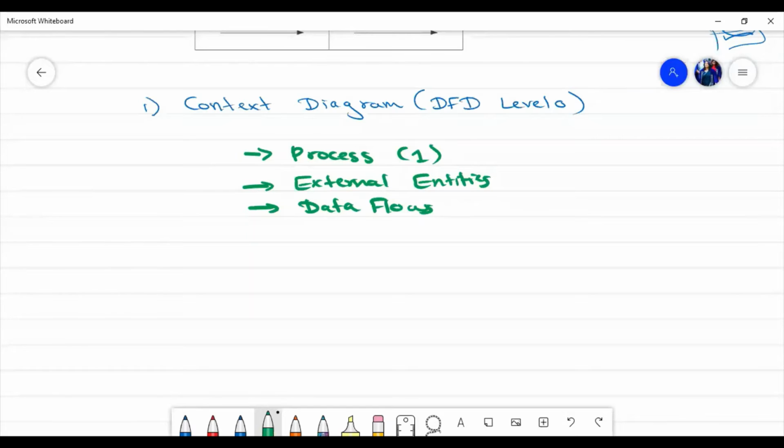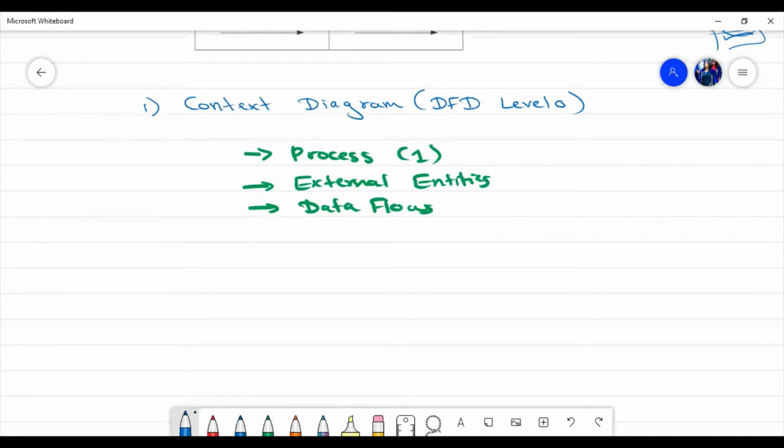We can see the process as a process, just one process, no more processes. One process means the system. So we are considering the system as just one process. One process is there, external entities would be available, and the data flows would be available. So these three are the things that we can include within a context level diagram, right?